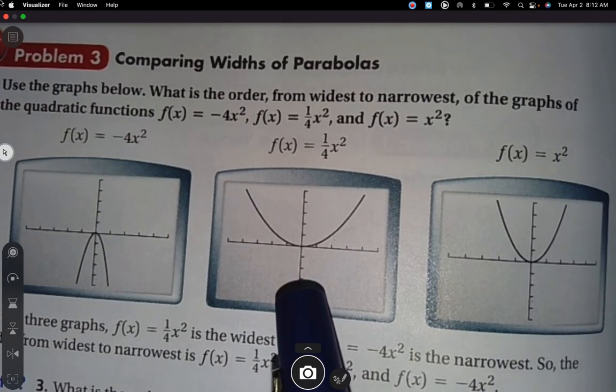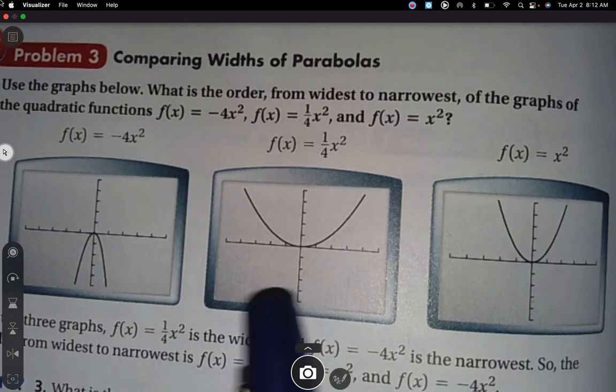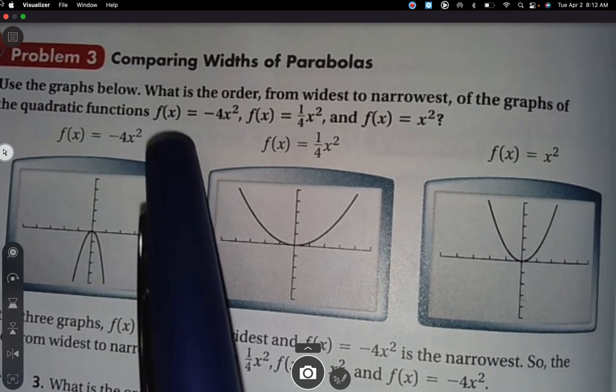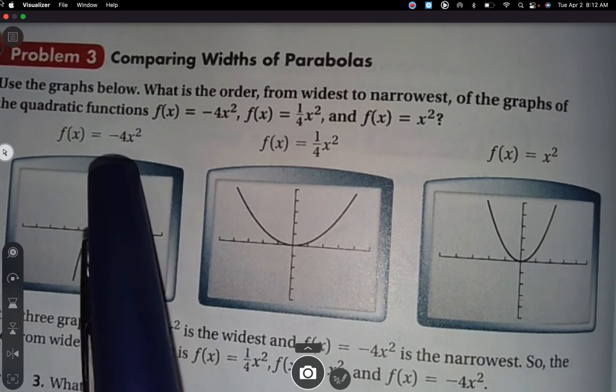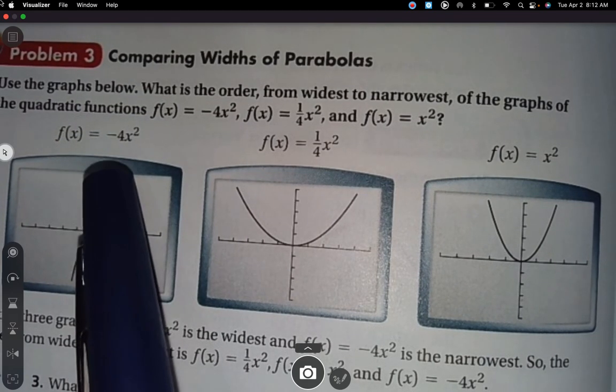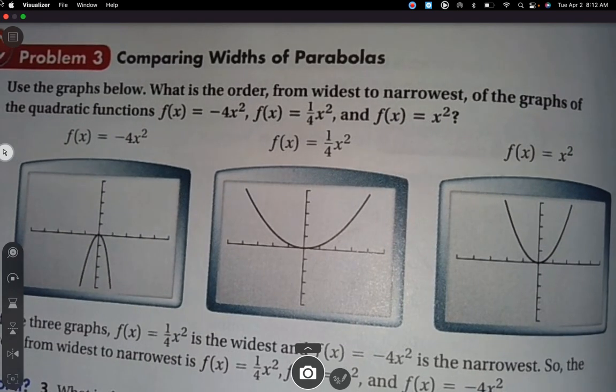Okay? Which one looks the steepest? Doesn't matter if it's upside down or not. This one. That's because the 4 was the biggest number. Okay, so it had the steepest slope. Does that kind of make sense?